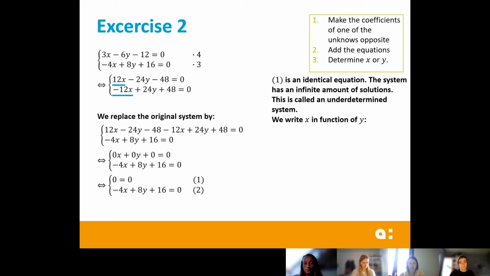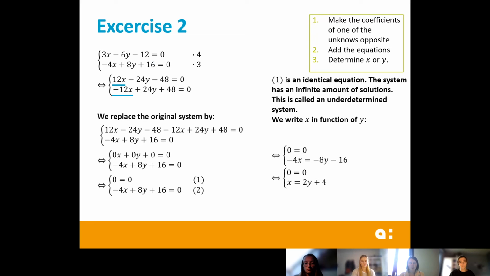To determine the solution set, we have to write one of the unknowns in function of the other unknown. We choose to write x in function of y and conclude that x and y are depending on each other. There is still an unknown in the solution. It looks like the system of equations isn't solved.